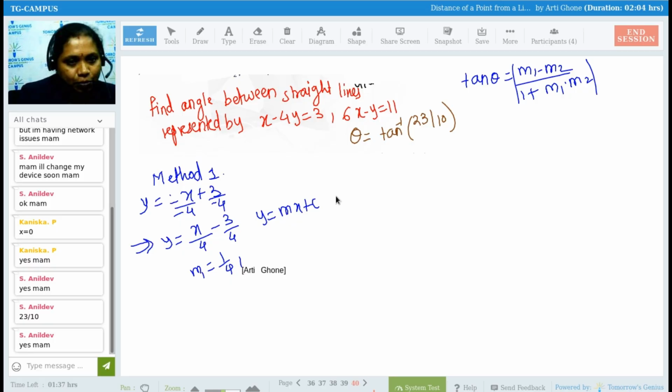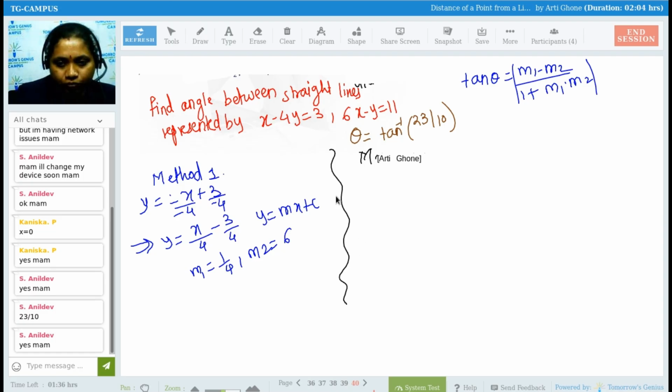Okay. Similarly, I am able to get m2. Orally I am doing this one: minus 6 upon minus 1. So it is 6x minus y is equal to 11. So isn't it 6 only? So m2 we are getting is 6. Clear? So this is one method. After that you will put and then calculate, that is okay. Then method 2.